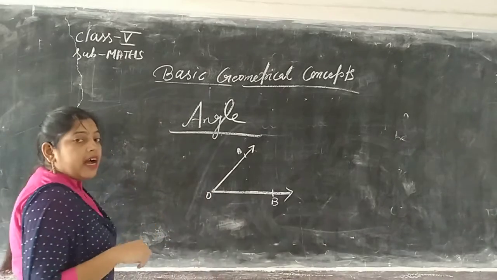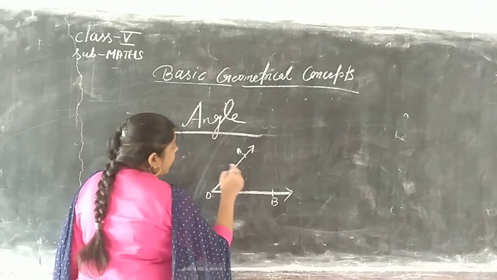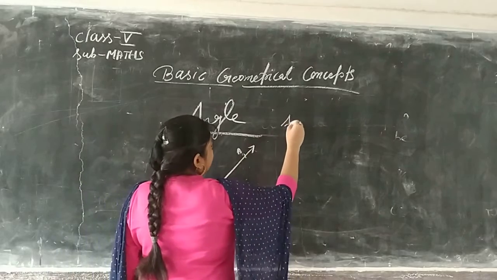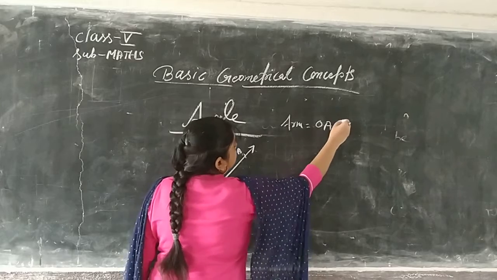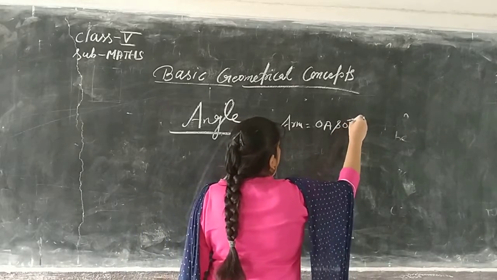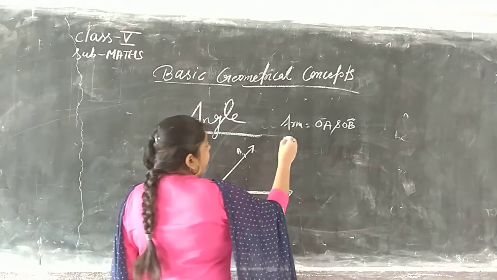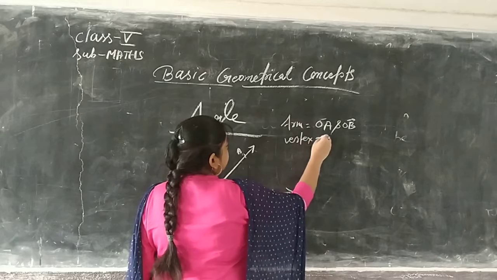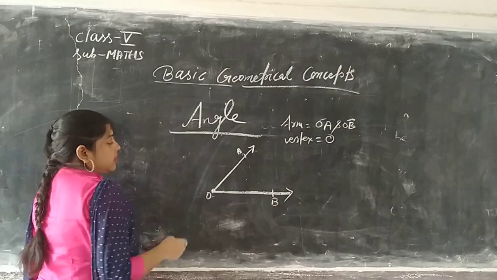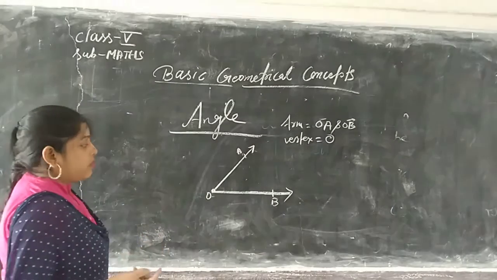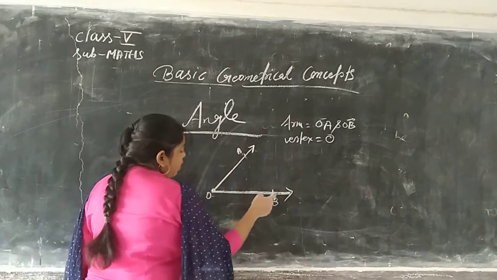So an angle has two arms. How many arms? Two arms. OA and OB are the arms. So an angle has two arms, OA and OB, and one vertex. How many vertices in an angle? One. Which vertex? O is the vertex. So this is called the vertex. Where the angle is, we write the name angle AOB.